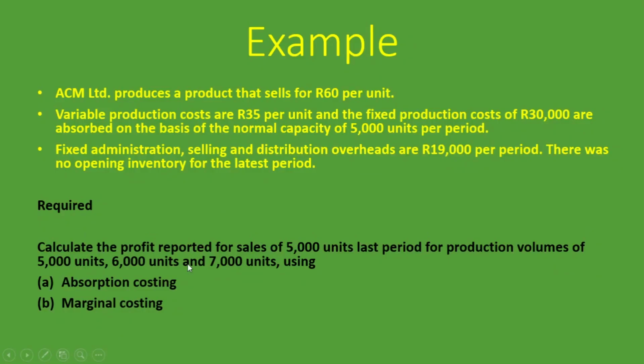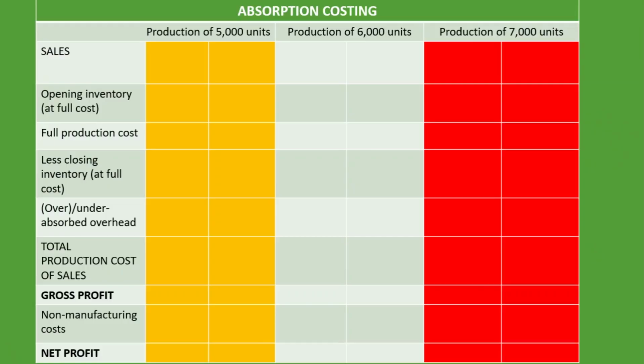So now let's look at this example using the absorption costing. I've drawn up the table over here. Now remember, this is the same table as we had before. The only thing I've done is that I've done it in 3 different sets, because here we produced 5,000 units, here we produced 6,000 units, and here we produced 7,000 units.